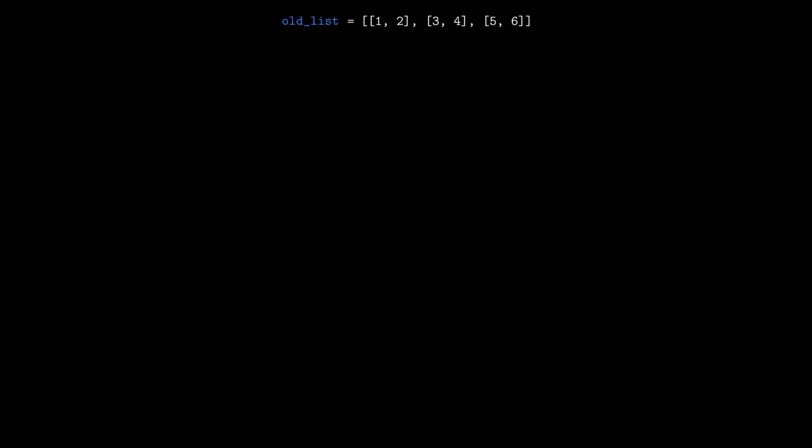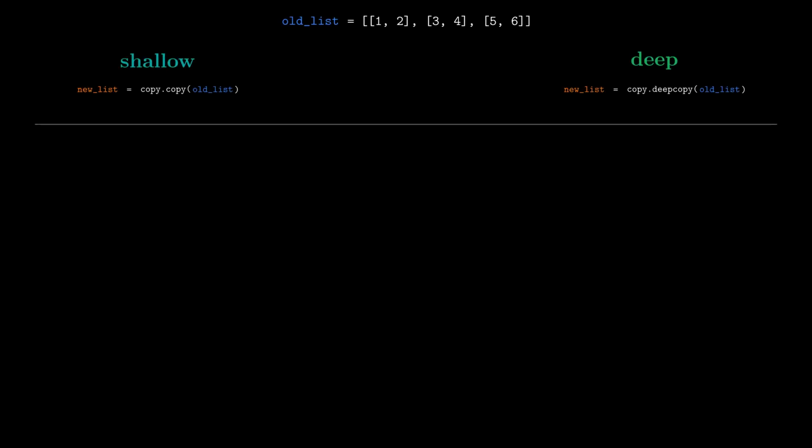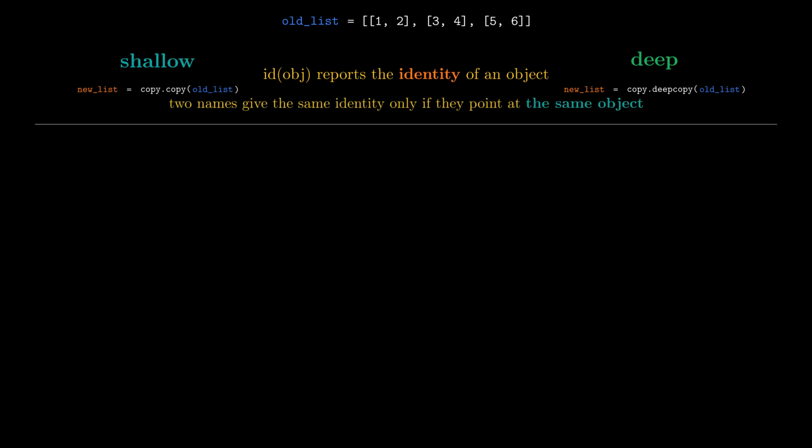You can check every claim instead of trusting the diagram. Python's built-in id function reports the identity of an object, and the 2 names produce the same identity only when they point at the very same object. After shallow copy, compare old list and the new list themselves. Different identities, 2 real objects.